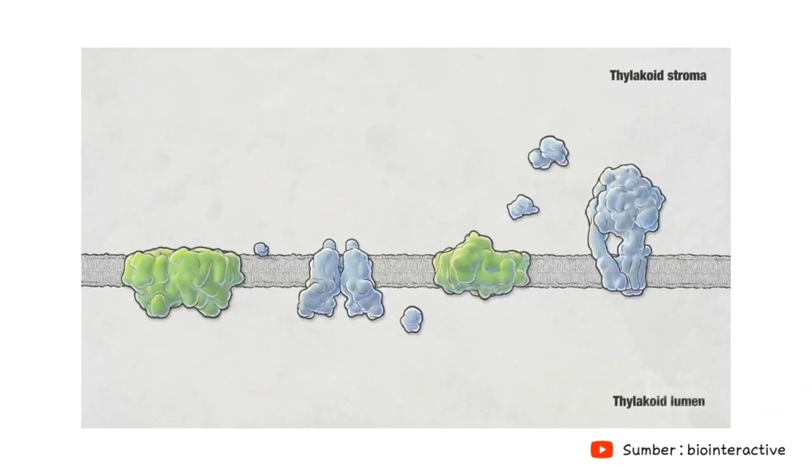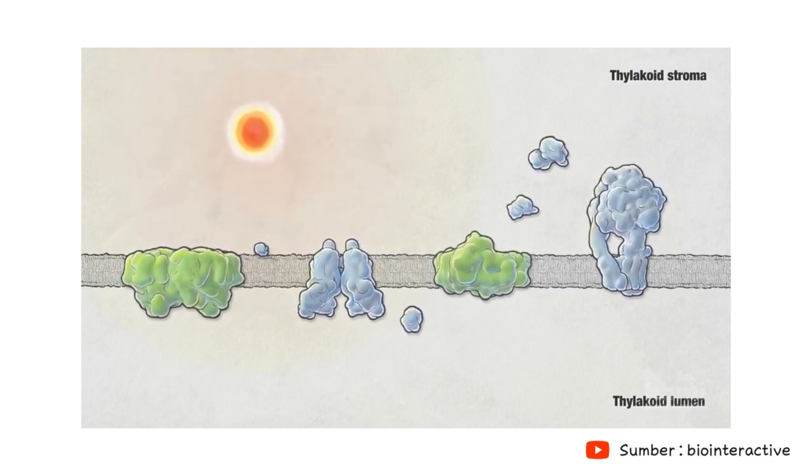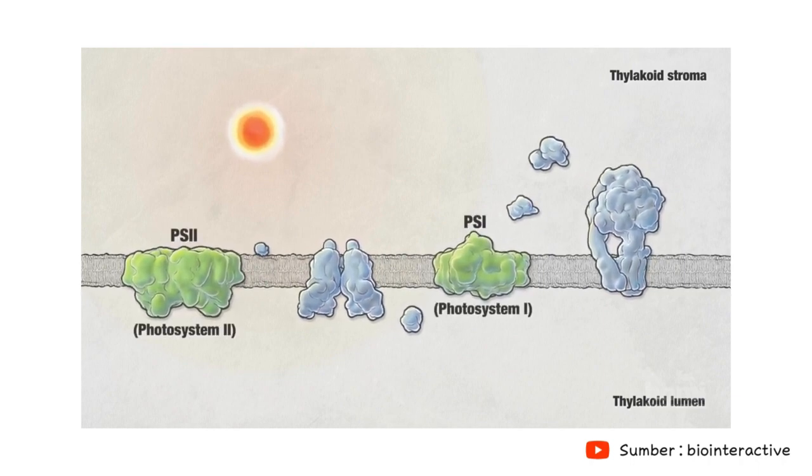The thylakoid membranes contain specialized molecules that work together to perform the light reactions. Light is absorbed by protein pigment complexes called photosystems. There are two photosystems, photosystem 1 and photosystem 2.